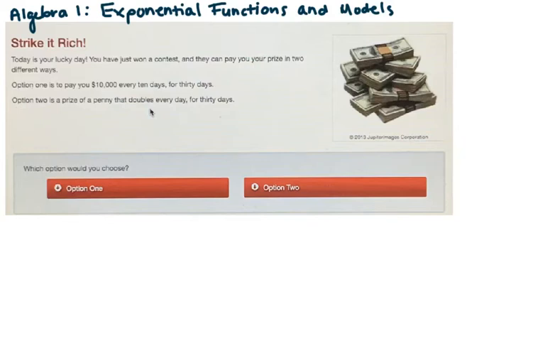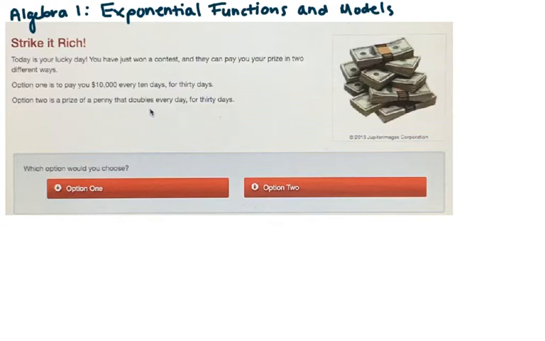And so it says, today is your lucky day. You've just won a contest and they can pay you your prize in two different ways. Option one, they can pay you $10,000 every 10 days for 30 days. Or option two, you can have a penny that doubles every day for 30 days. So let's just see what happens with option one so that we can make our best decision.